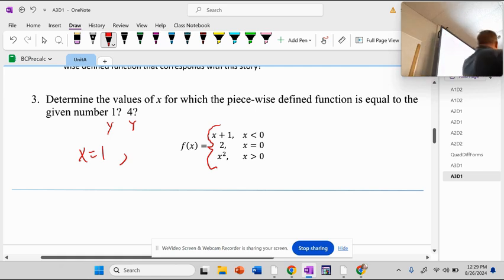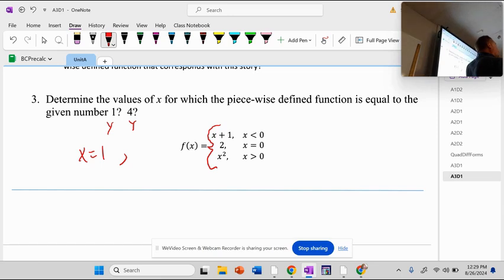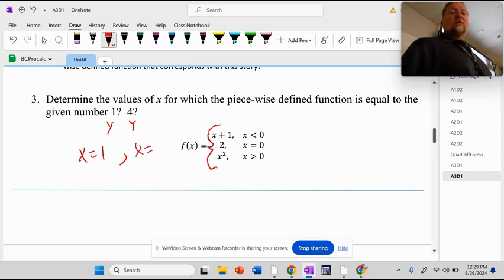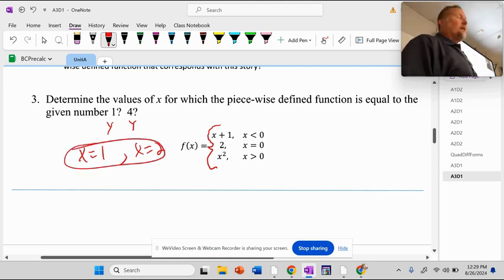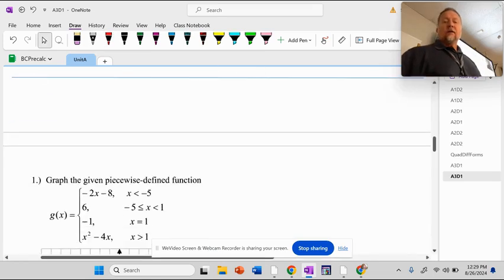Could I ever get 4 out of this? No. You're going to be only plugging in negatives. This could never be 4. How do I get 4 out of that? What would I have to plug in for x? 2. So those are the answers for that little tougher reverse analysis there.